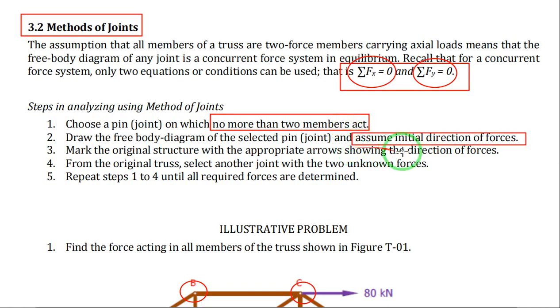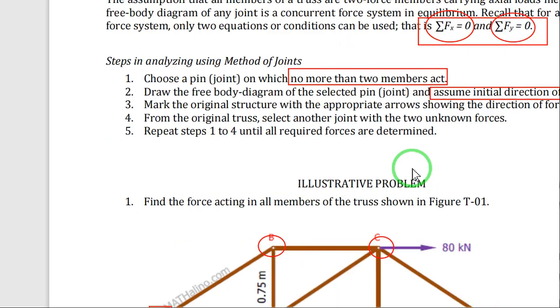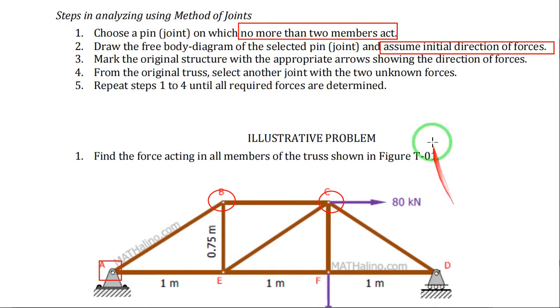When we say your member is in tension, it tends to elongate your member, which means that the force is acting away from the joint. If it is in compression, it tends to compress your member, so that is towards the joint.